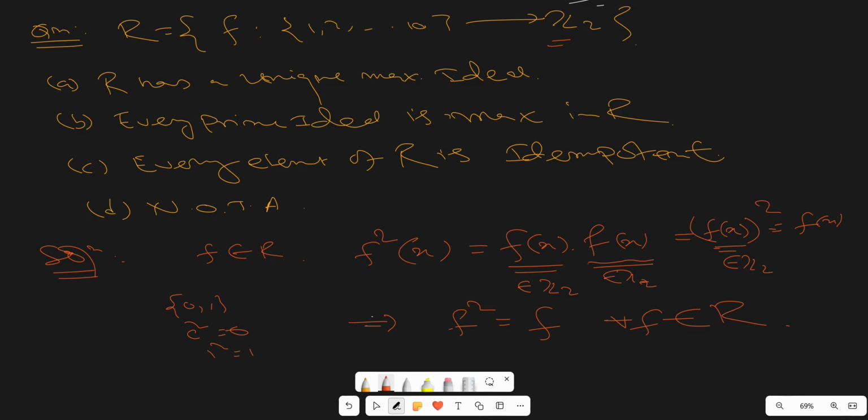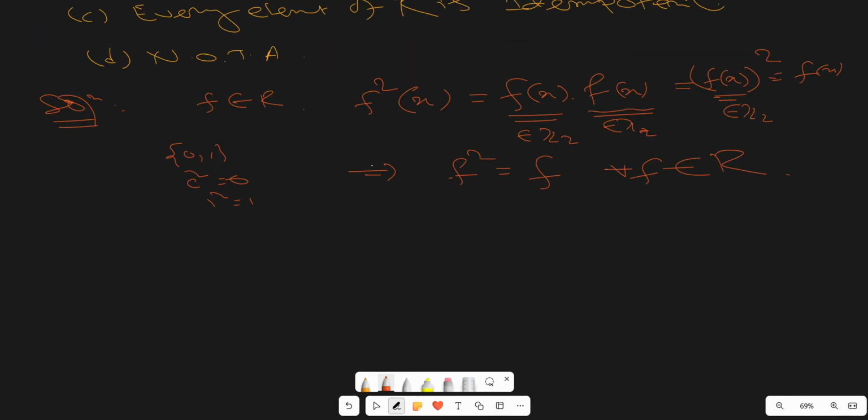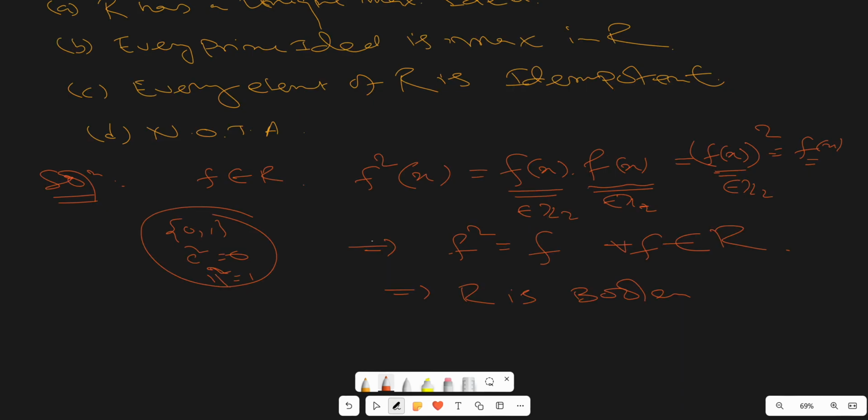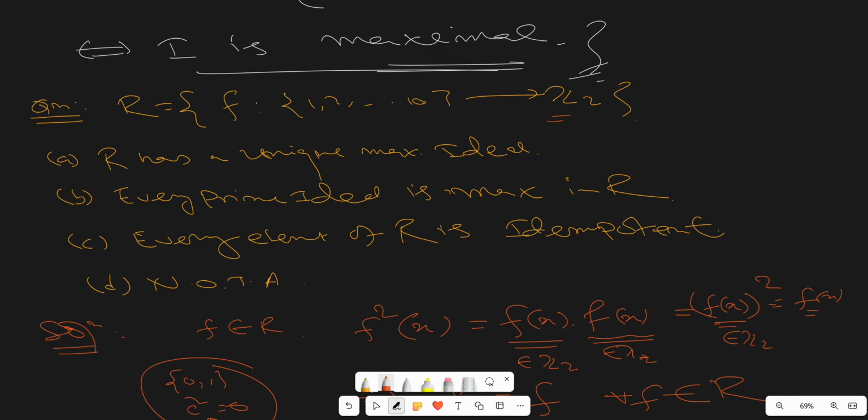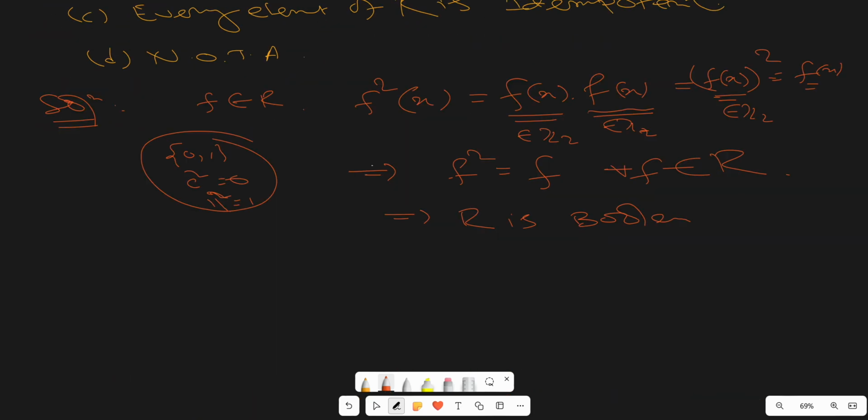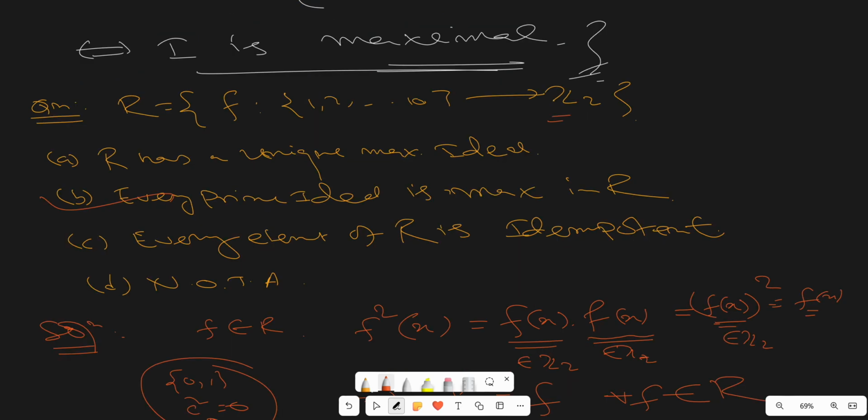Are you getting my point? In a Boolean ring, 0 square equals 0, 1 square equals 1. There is no plus operation, there is a dot operation, right? So this implies that R is Boolean. If it is Boolean, then every prime ideal is maximal. So this statement is true.